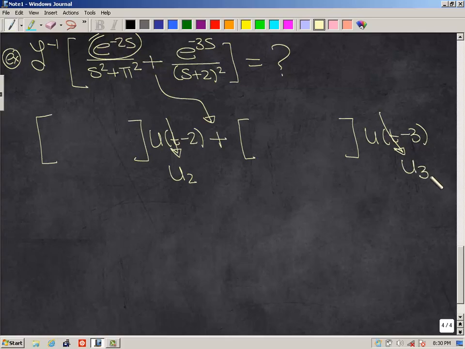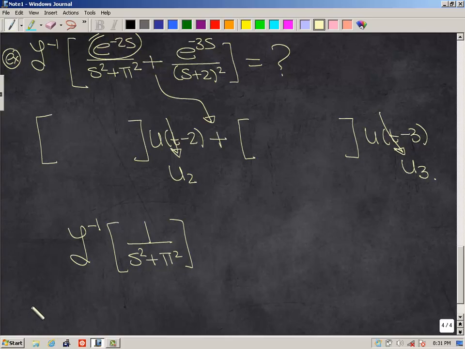Okay. Now I just need to fill these brackets. So let's start with what's left if you ignore that exponential. So what do we have? I don't have room on the right, so I'm going to do it at the bottom. So I want to find the inverse Laplace of 1 over s squared plus pi squared.